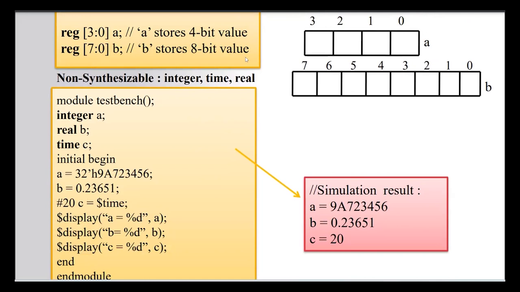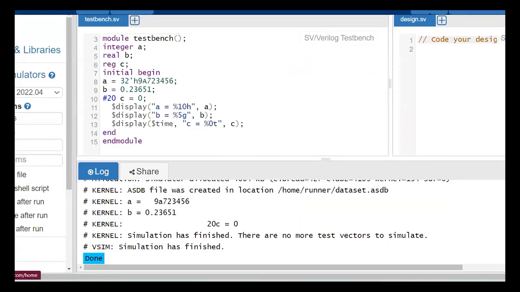Ma'am, can you please explain that reg [7:0] b? Like we're just creating an array or something like that? Yeah, it will print a value of 7-bit data. Okay, I will show you here in EDA.